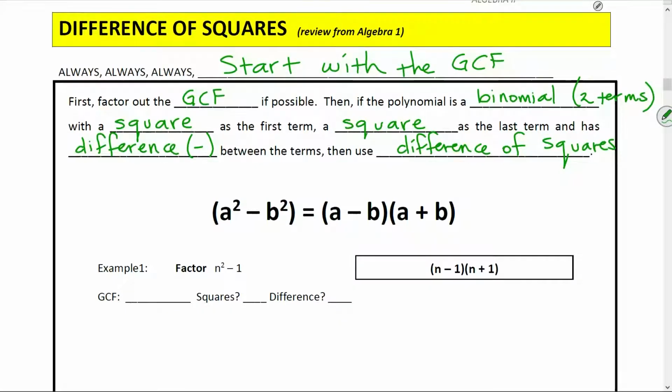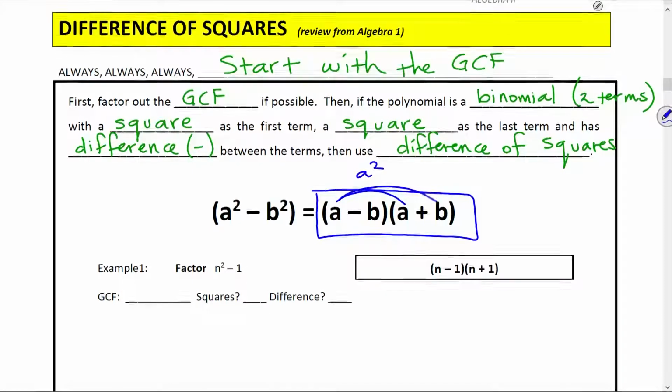Now, let me show you first why this even works. If I was given just this, notice if I distribute these, a times a is a squared. A times b is plus ab. And then this minus b times a gives you a minus ab, and then minus b times positive b is minus b squared. And notice that these middle terms cancel out. That always happens no matter what a and b are.